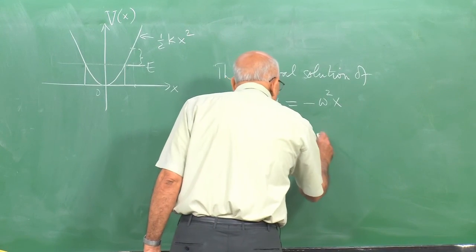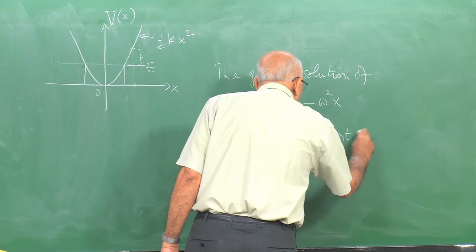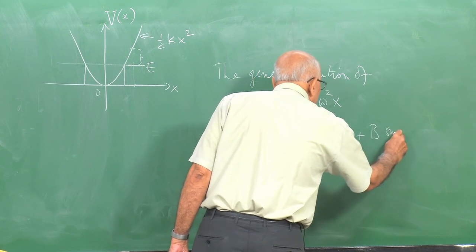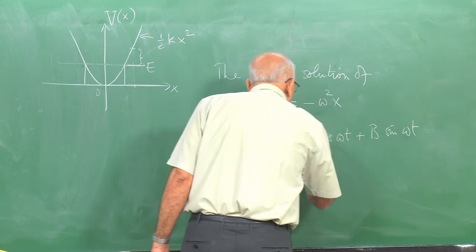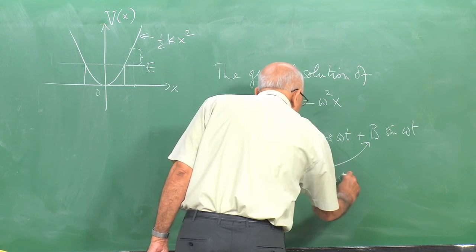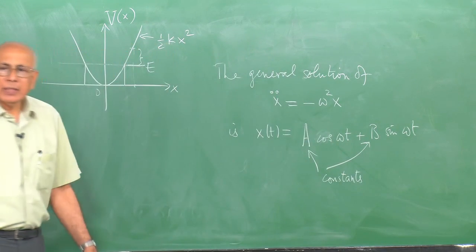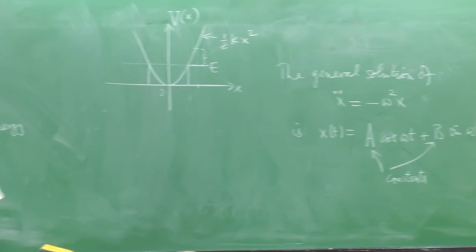So the general solution is of the form a cos omega t plus b sine omega t, where a and b are constants, arbitrary constants. In other words, independent of t and x, of course. Okay.